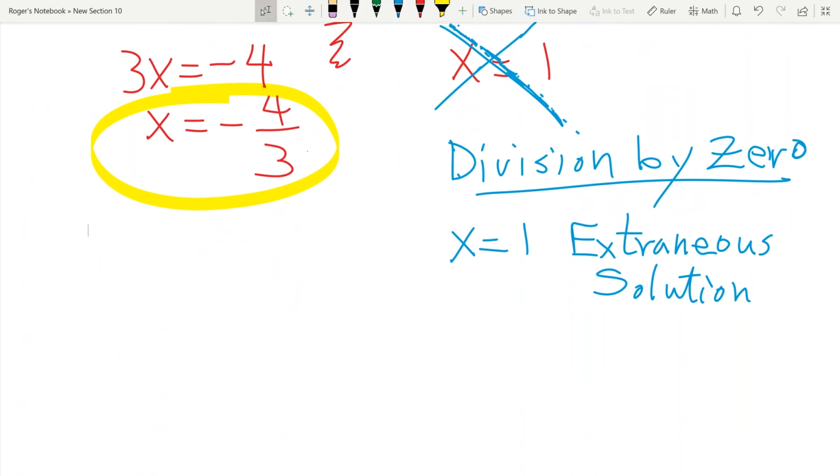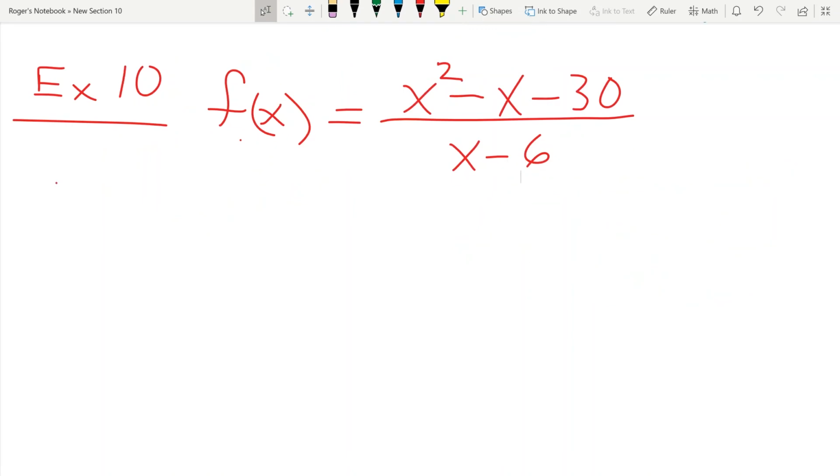Another example. Okay, example number 10. We have a function, f of x equals x squared minus x minus 30, all divided by x minus 6. Now, what type of a graph do you suppose this would have? If you look at the numerator, it's x squared minus x minus 30. That is a quadratic equation, isn't it? So you know that the graph of the numerator is a parabola, isn't it? And it's positive 1x squared, so it's opening up. So we know that that would be a parabola, but notice we are dividing by x minus 6.